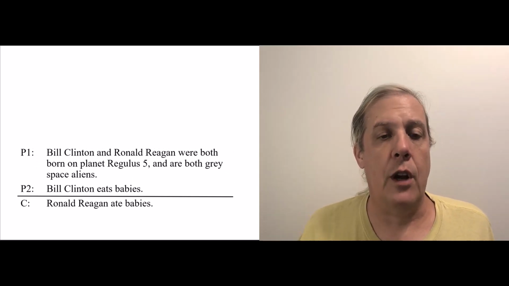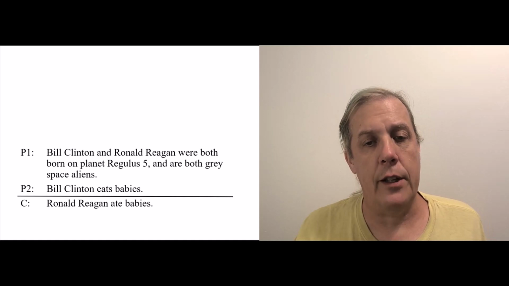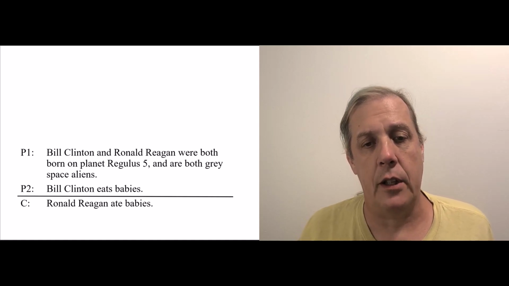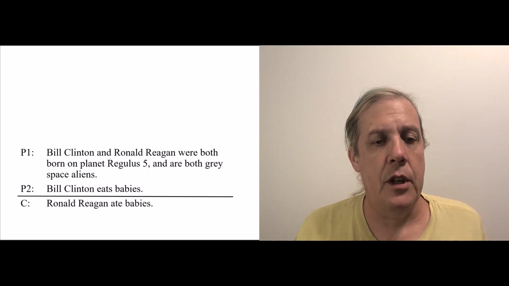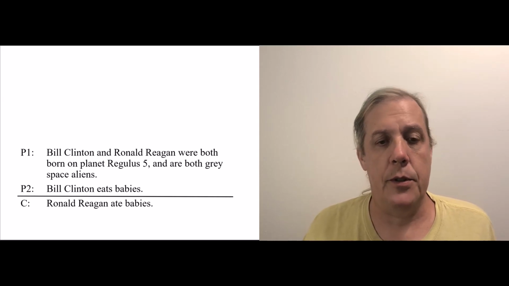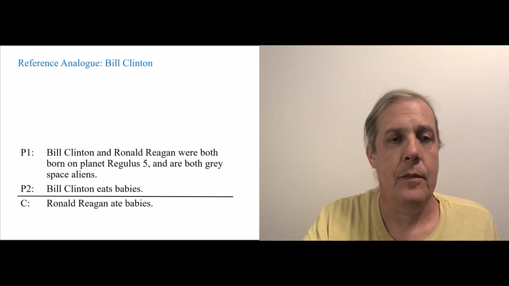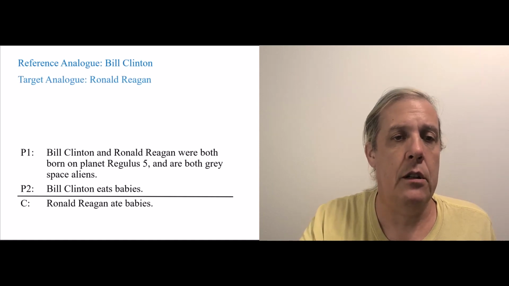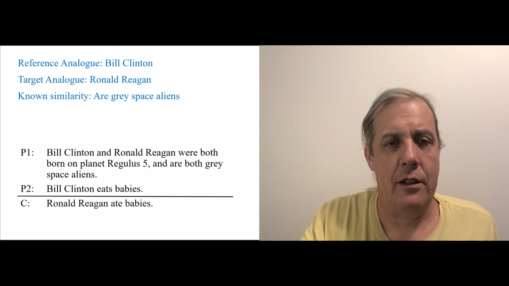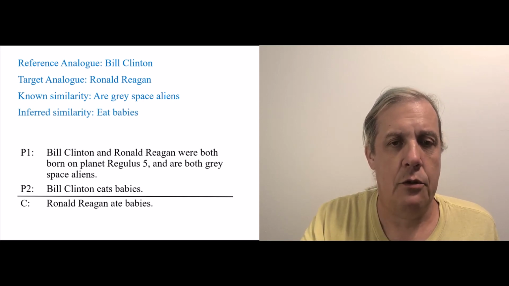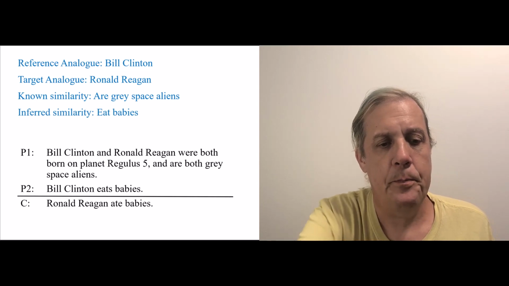Bill Clinton and Ronald Reagan were both born on planet Regulus 5 and both are gray space aliens. So it's another silly example. Bill Clinton eats babies, therefore Ronald Reagan eats babies. Ate babies. The reference analog is Bill Clinton. The target analog is Ronald Reagan. The known similarity, not really known, is that they are gray space aliens, and the inferred similarity, which isn't really true, is that they eat babies.